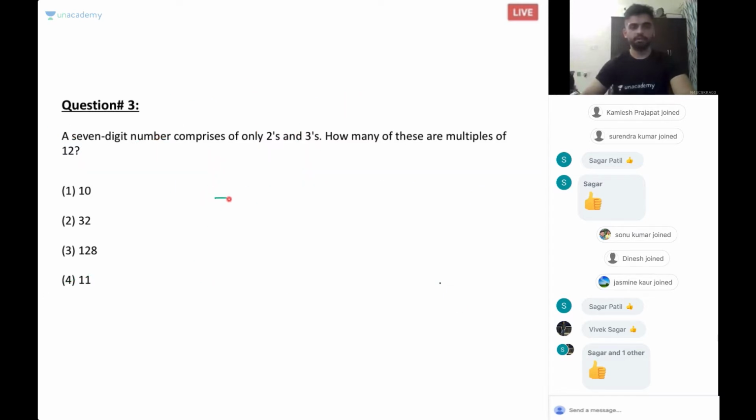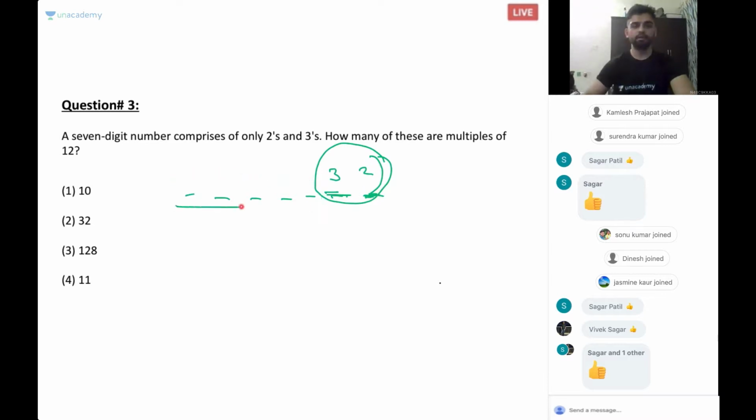सेवन डिजिट नंबर है हमारा जो कि multiple है 12 का and has only 2s and 3s. That means 12 का multiple means last 2 digits have to be a multiple of 4, have to divide by 4. 32 is the only option. I cannot make it 22 or 33. So these two positions are fixed. I have to play around with the first 5 positions.